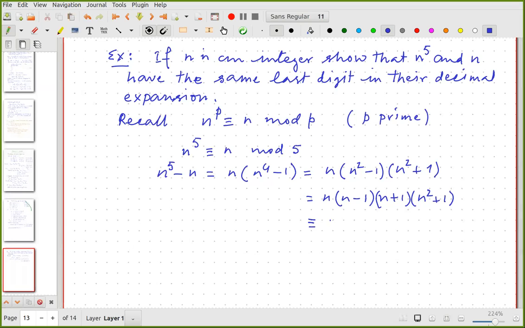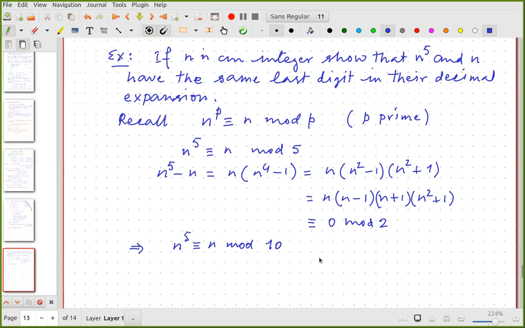So that is definitely 0 mod 2. So that's definitely even, because it involves consecutive integers. In fact, it has 3 consecutive integers. We don't need any two. If you take any two consecutive integers, one of them has to be even. So this is divisible by 2. And therefore it is divisible by 5 and divisible by 2, and 5 and 2 have nothing in common. They are co-prime. So n to the 5 is congruent to n mod 10.